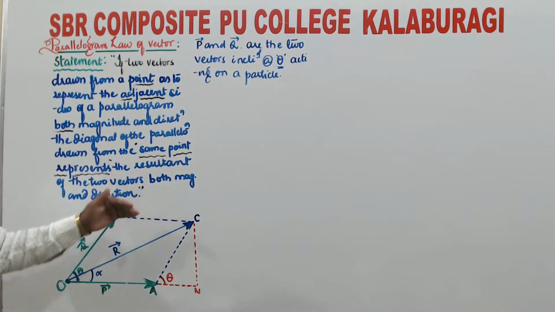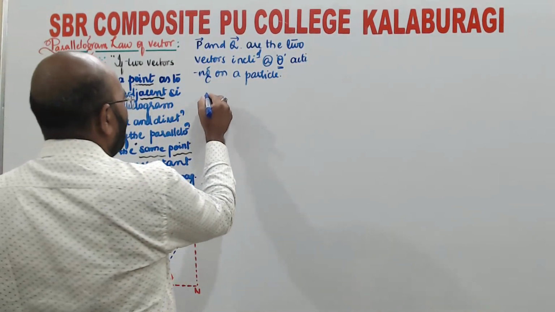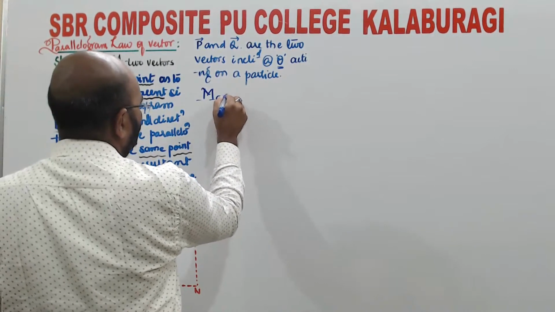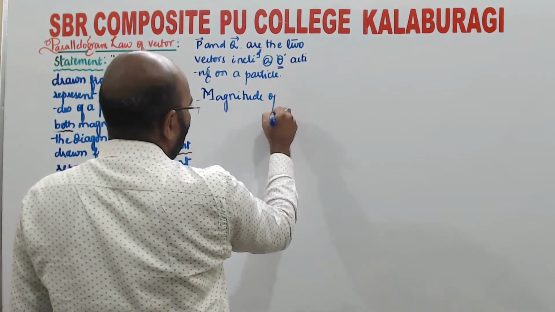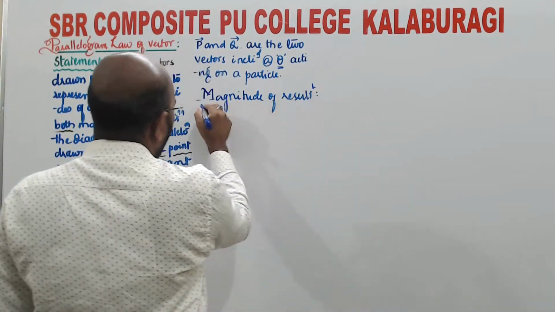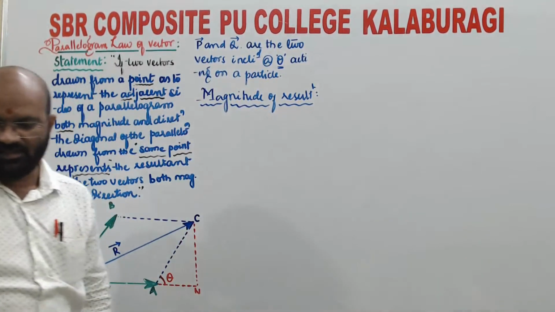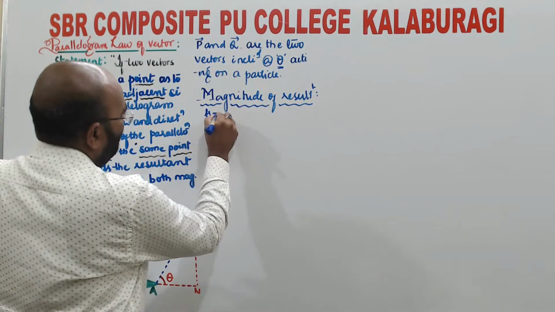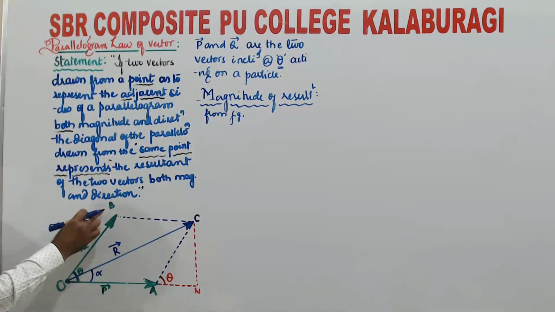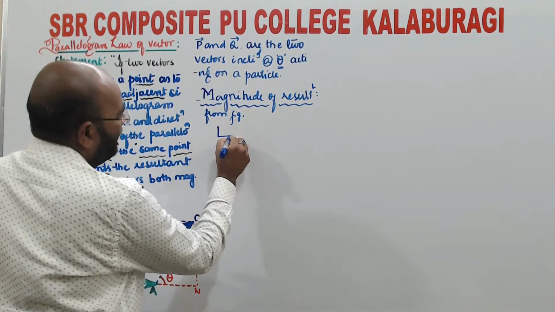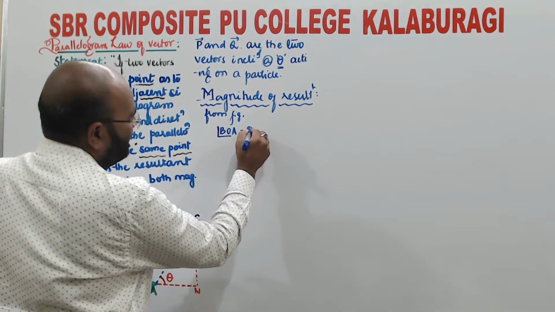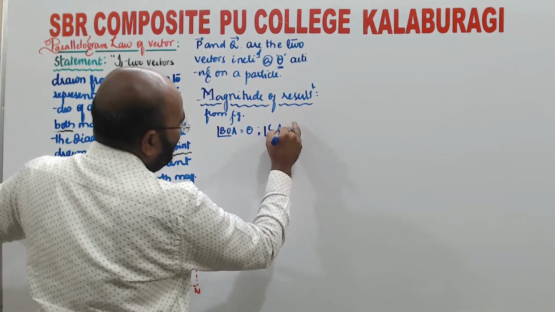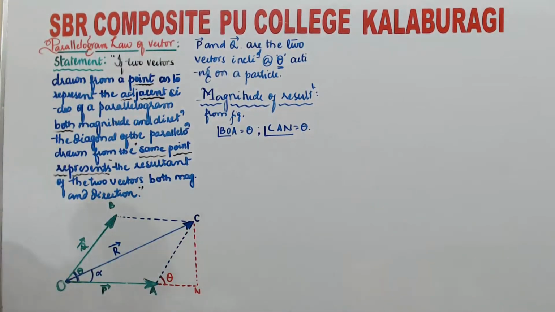Now we have to find the magnitude and the direction. First, finding the magnitude of the resultant vector, this is OC. From the figure, angle BOA is equal to theta, and similarly angle CAN is equal to theta.